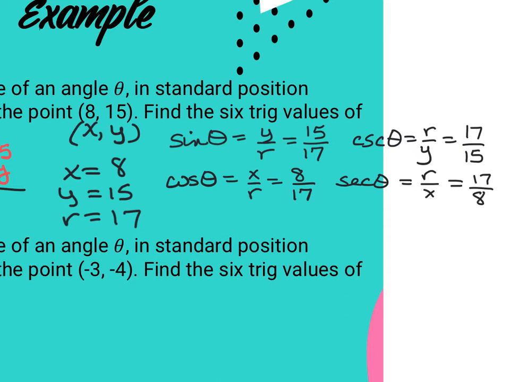And lastly, I need to do tangent and cotangent. Tangent of theta is y over x. Y is 15, x is 8. And then cotangent, you flip it, x over y, 8 over 15. And this is what you're doing tonight with 4 questions.